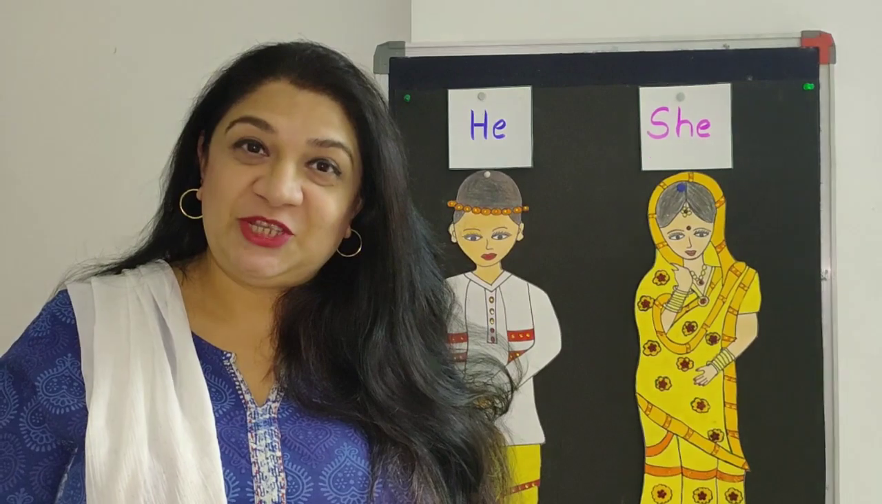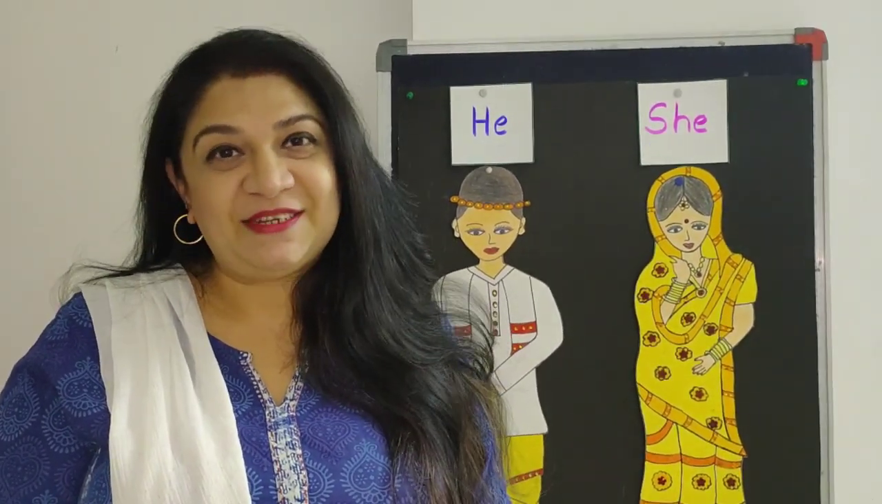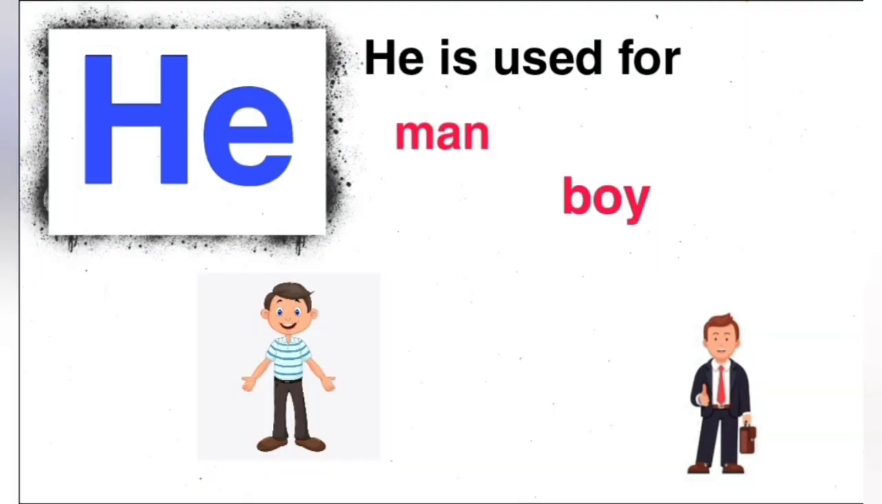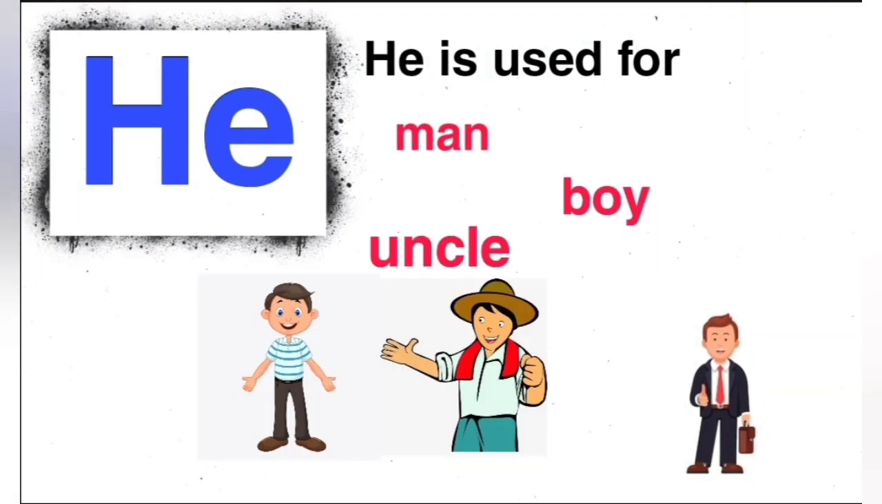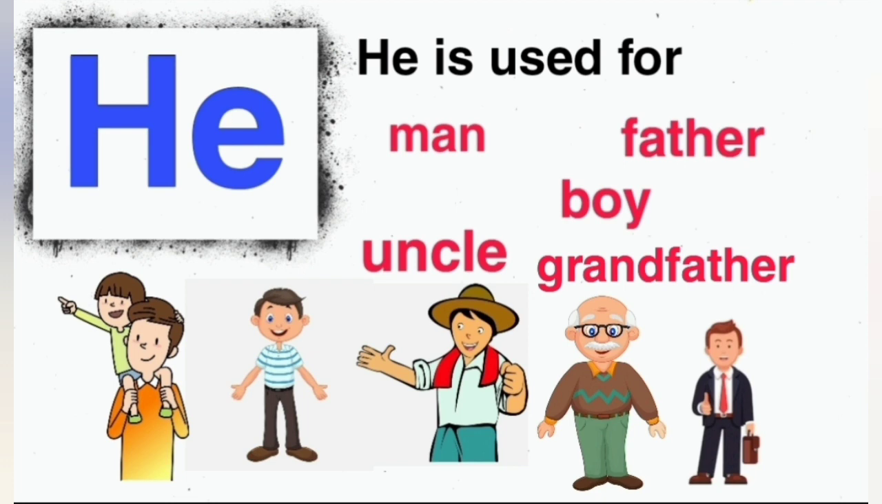Now I'll show you some pictures to explain you the concept of he and she better. So let's start. He, he. He is used for man, boy, uncle, father, grandfather.